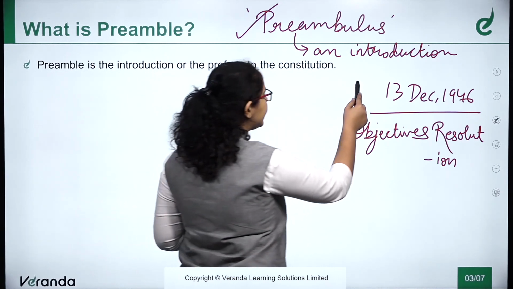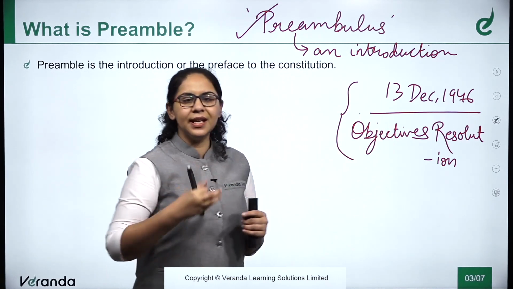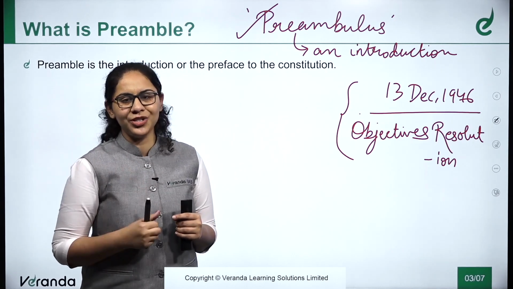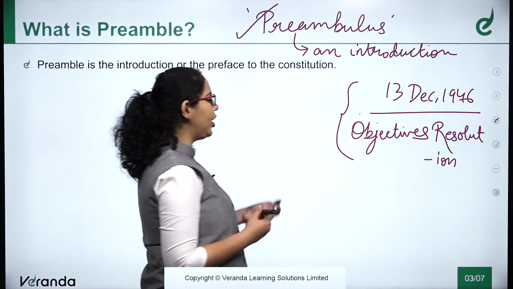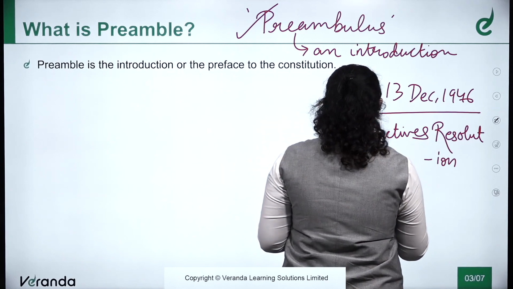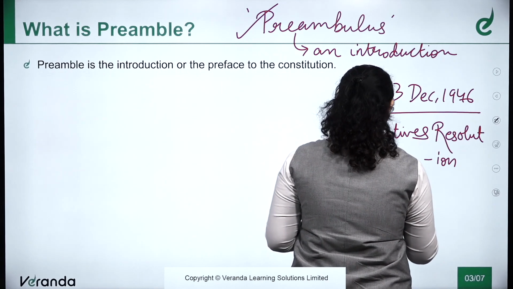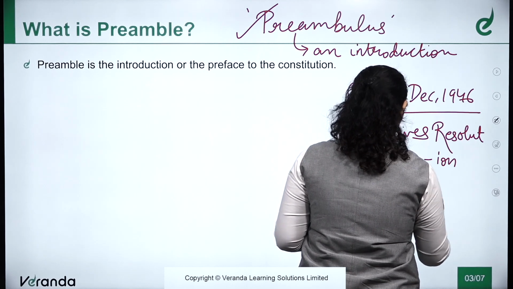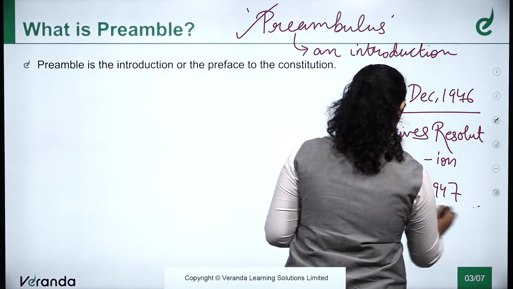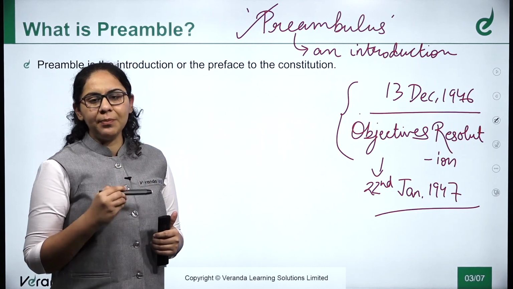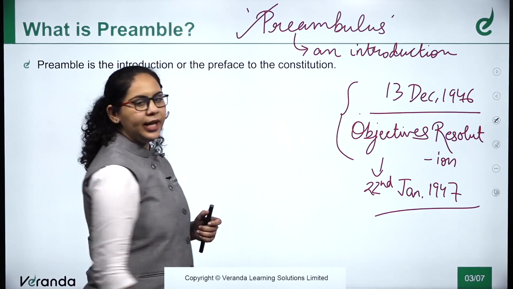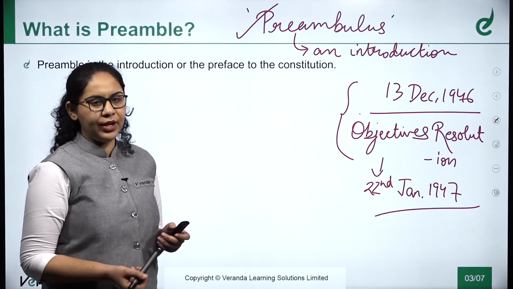The Objectives Resolution has the essence of what all should be there in the constitution, and this very document we adopted as the Preamble on 22nd of January 1947.